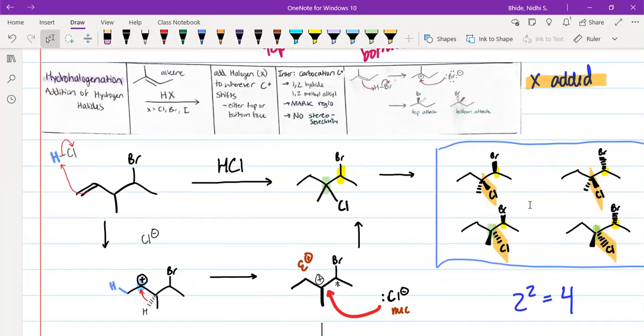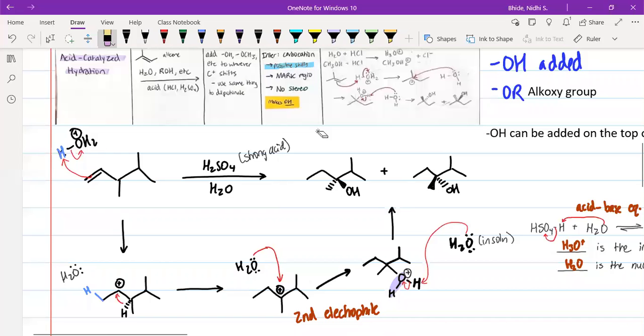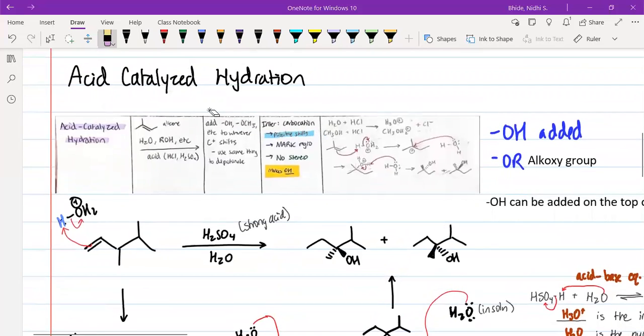But as long as you do more practice problems with this, you'll start seeing all the possible different things that can be added into these mechanisms, and it will get easier. The next reaction I wanted to go over is acid-catalyzed hydration.